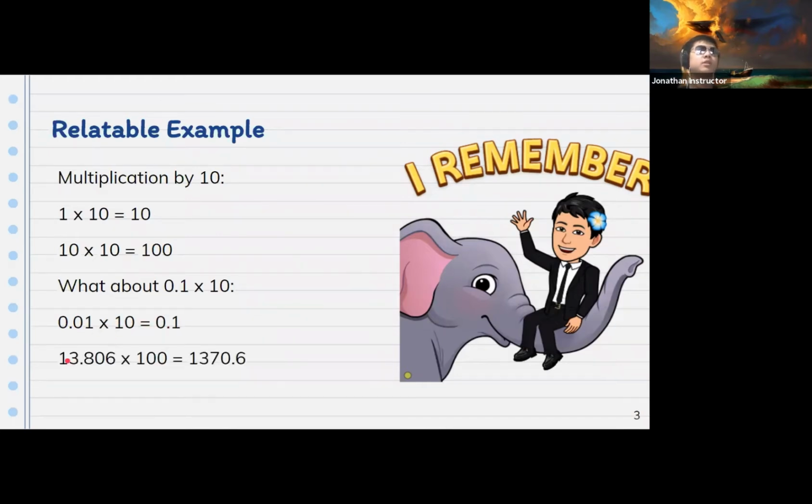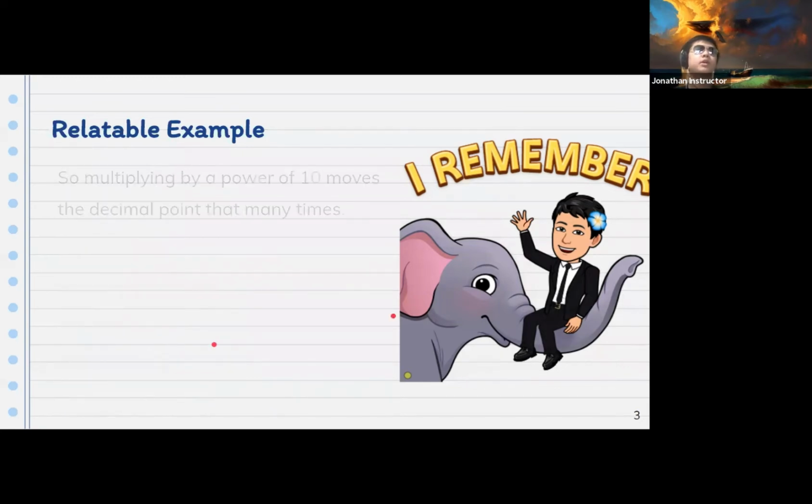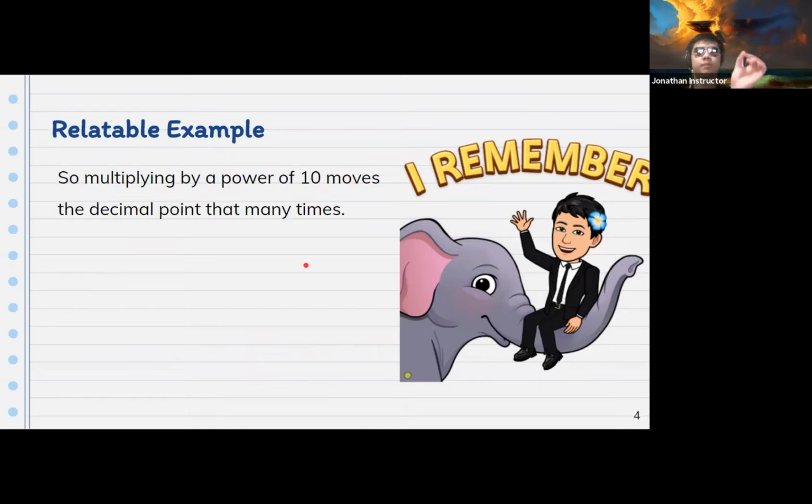And this number times 100, you just move, oh okay, the typo here is supposed to be 38006 here, but it's 370, so it's 1380.6. That's what it's supposed to be. I just made a typo there, sorry about that. And for this one, you just move this 1, 2, 3 places to the left. So now it's 240. So multiplying by a power of 10, move the decimal point by that many places.